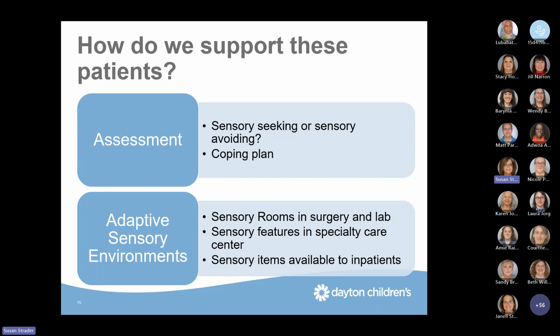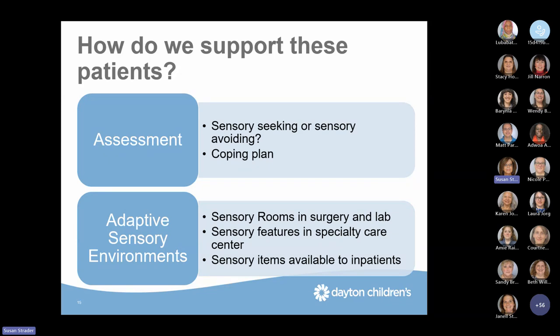Another patient about the same age is seeking. The only way we can get him through an eye exam is sitting on a vibrating seat cushion with a vibrating toy on his chest, holding a vibrating light spinner. And then he sits still, but that's the only way you can get him to sit still. So figuring out which kid is which, what do they need? And then in that assessment, we have coping plans. I'll go through them a little more later, but basically it's an individualized care plan that tells you about your patient. It tells you who they are and what kind of support might be helpful.